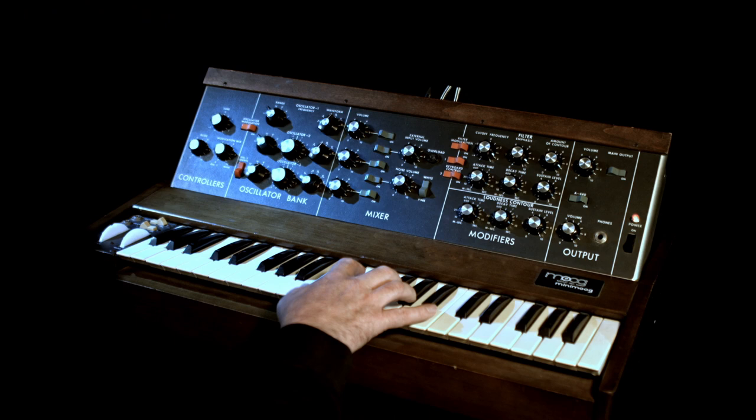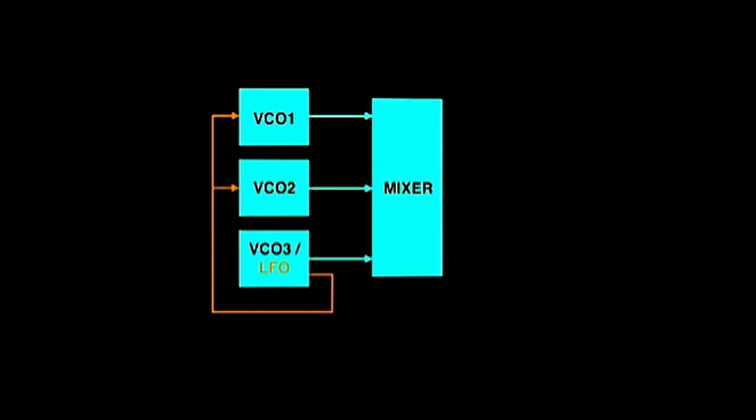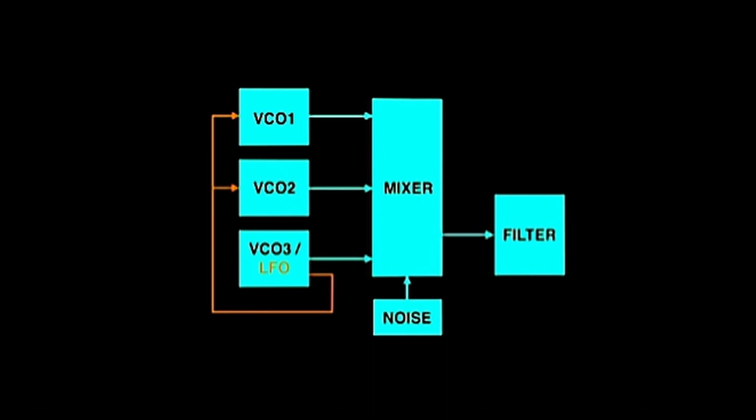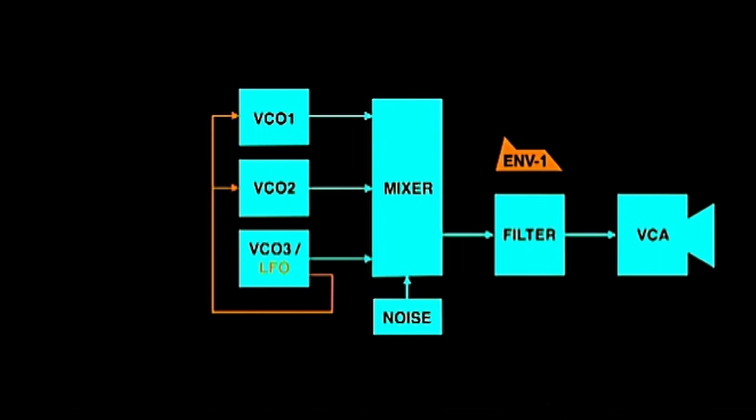This is a diagram of how the different elements in the Minimoog connect together. There are three VCOs, with the third one also being able to be switched to low frequency mode for modulation duties. These go into a mixer along with a noise source. The final mix goes into a filter and then into the output voltage controlled amplifier. There are two envelopes, one for the filter and one for the VCA. And these are triggered from the keyboard.